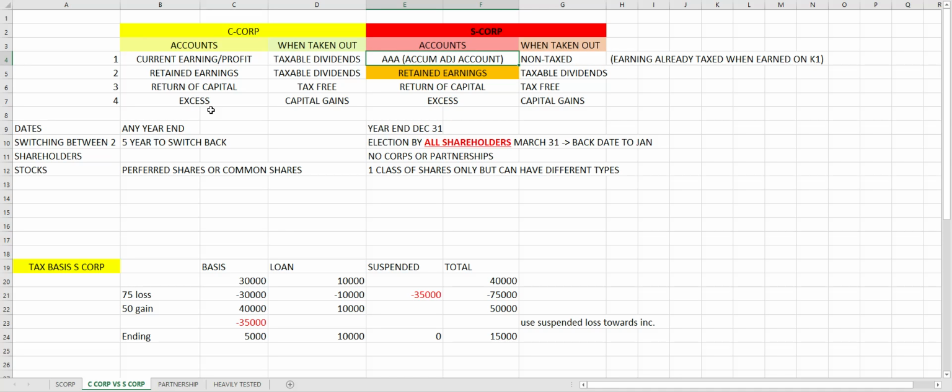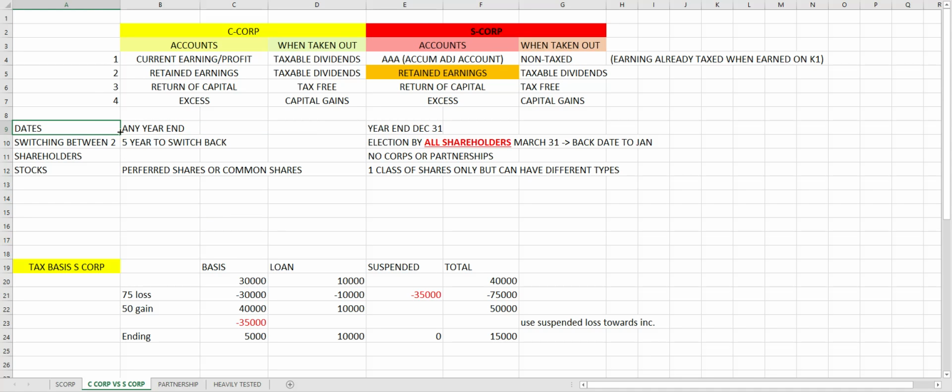If the C corporation was previously an S corporation, you have a retained earnings here as well. As you can see, this I've made red, this I've made yellow, and so this is orange, because when a C corporation goes to S corporation, that's the only time there's retained earnings in an S corporation, and that is taxable. And then you have your return of capital for each one of these, and the excess, which is the same concept. So the only difference is this account over here is different, and this will only be here if you were previously a C corporation.